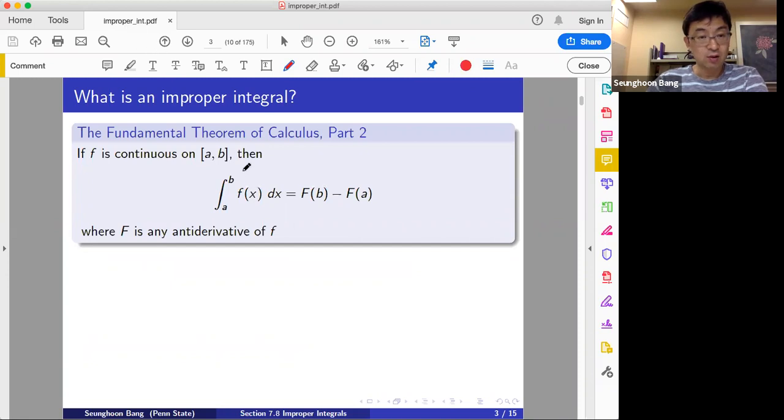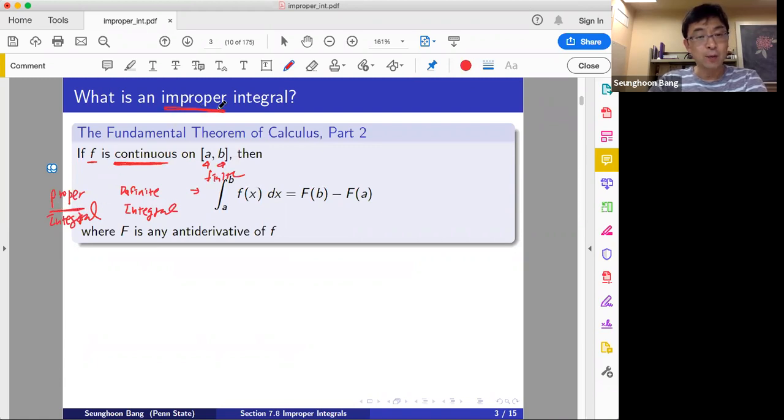So we call this a definite integral. We also call it a proper integral. Here, the function f is continuous. And one more thing, a and b are finite. So we call it a proper integral.